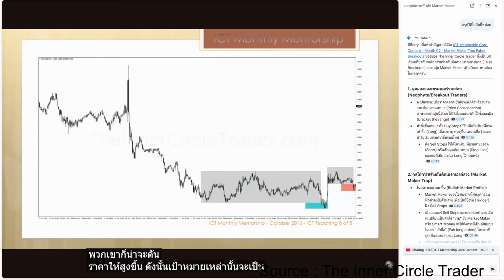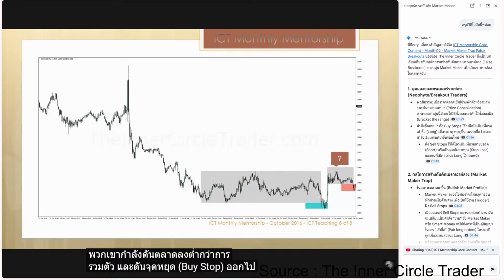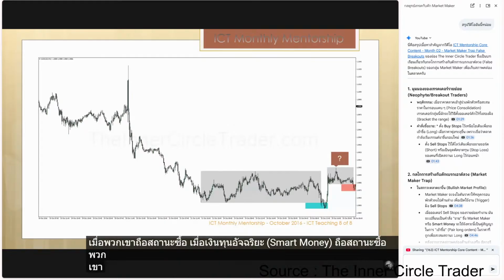So where would those objectives be? What's resting above that old high? Buy stops. So if they're taking the market below a consolidation, and our expectation is the market is bullish, they're taking the market below the consolidations to run sell stops out. The only reason they're going to want to do that is to absorb those sell stops to be counterparties for their longs.